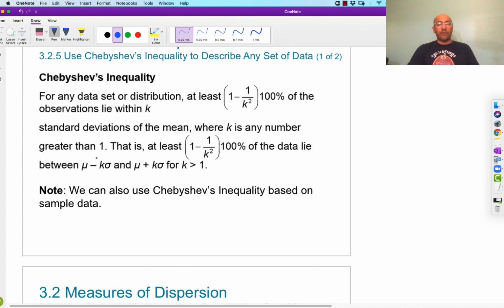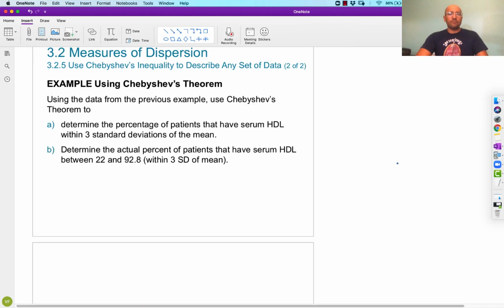So it doesn't work for 1. Starting at 2, for example. Well, we usually like to stick to whole numbers of k, at least in this first section. So you can think of it as 1, but anything strictly greater than 1 is what we're looking for. Okay, so that is at least 1 minus 1 over k squared percent of the data will lie between mu minus k sigma and mu plus k sigma, for k being strictly greater than 1. Good, good, good.